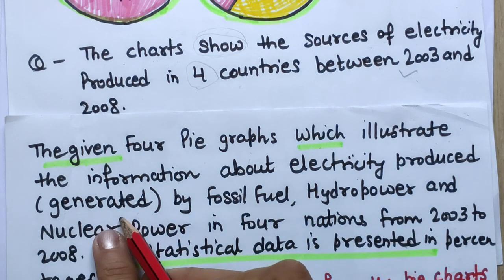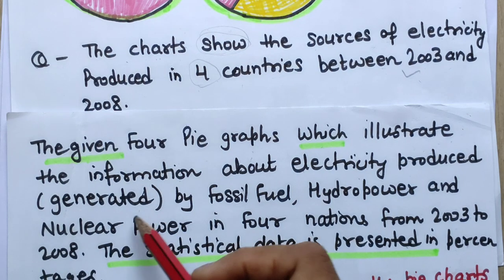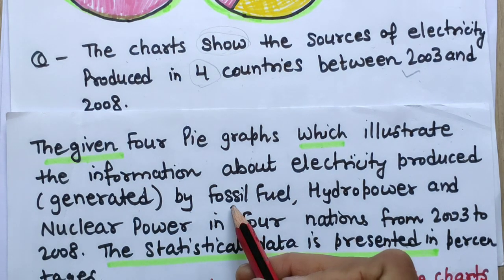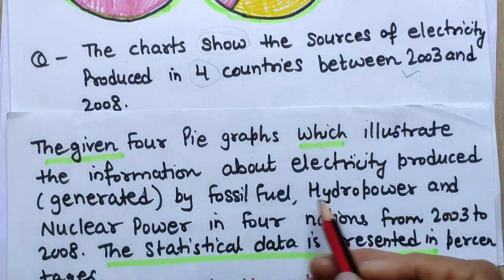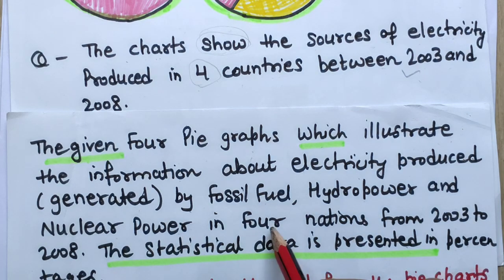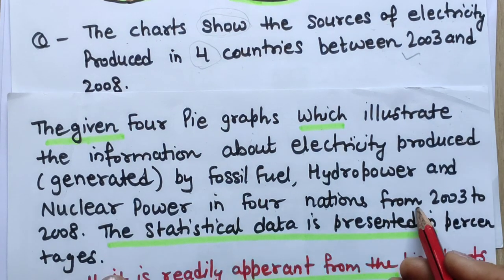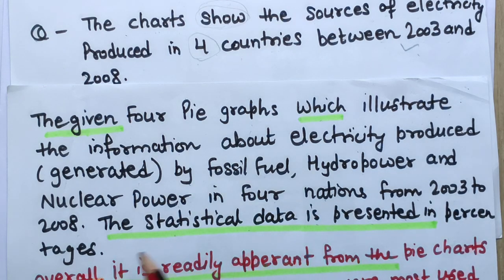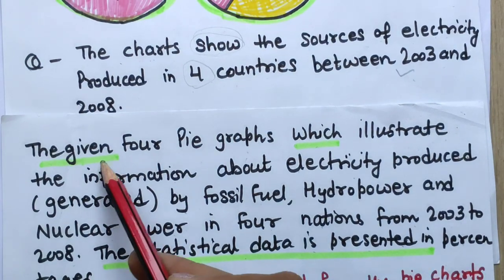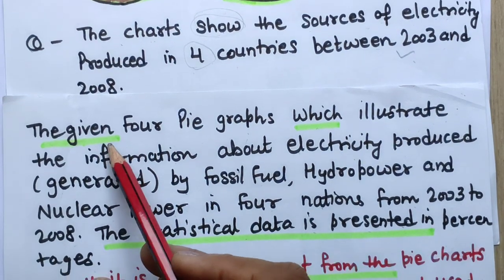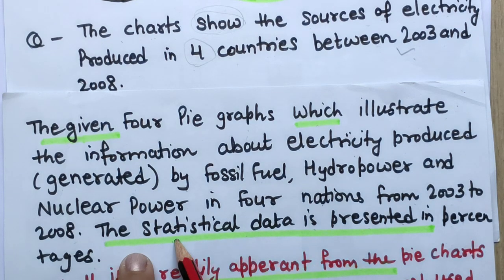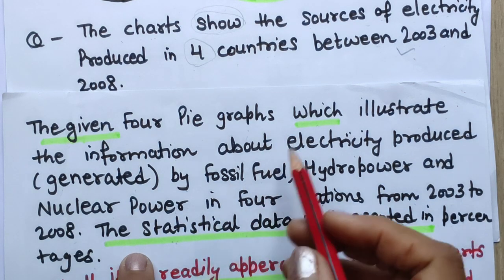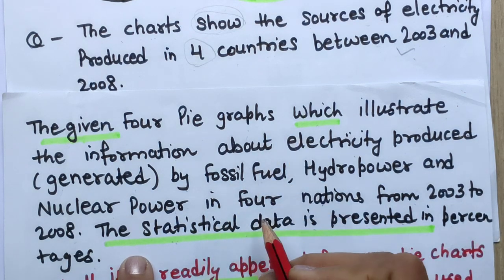I am showing you some options along with my answers. The charts show electricity produced by fossil fuel, hydropower and nuclear power in 4 nations from 2003 to 2008. The statistical data is presented in percentages. The green one I have underlined. These are the typical things you can use for any Writing Task 1.